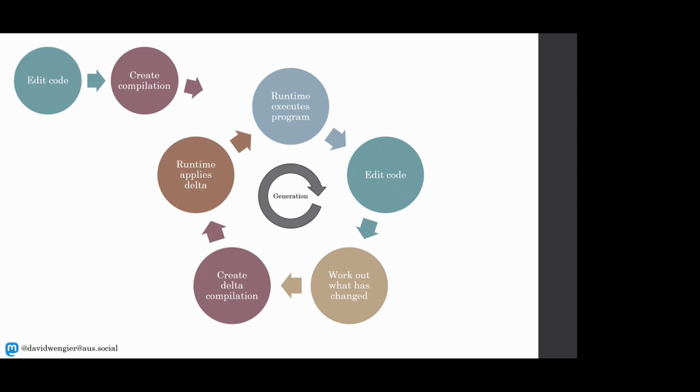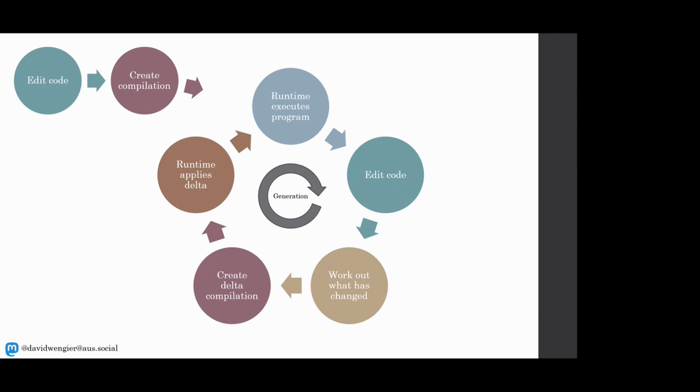What that means is, we don't want to compile the full DLL. We don't want to compile the full solution. We want to compile as little as possible. So we create a compilation that contains just what has changed. And then we send that to the runtime, and we say, apply this delta. It's specifically a delta format the runtime understands and knows how to apply. And it does, and the cycle continues.